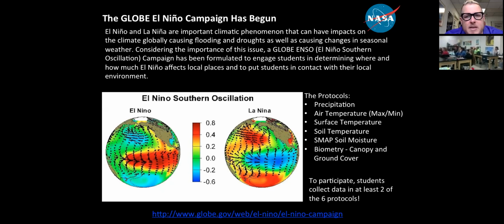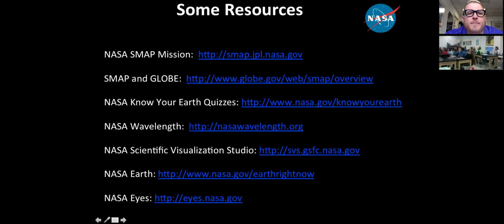We can see how precipitation is being affected by, say, air temperature. We can see how soil moisture is being affected by precipitation. We can see how canopy and ground cover is being affected by soil temperature. So they all have ways to compare with other protocols. So I will leave it here and I will pop back in.